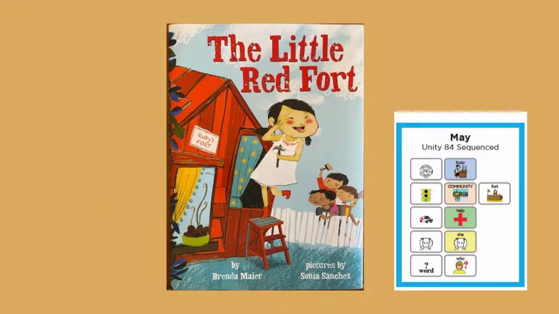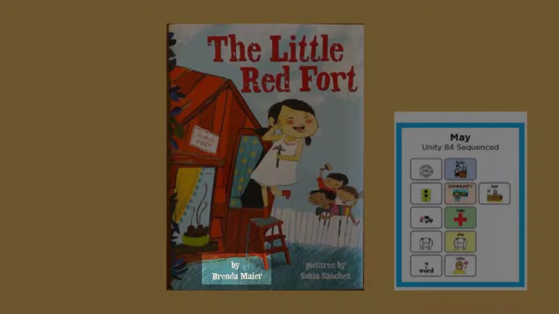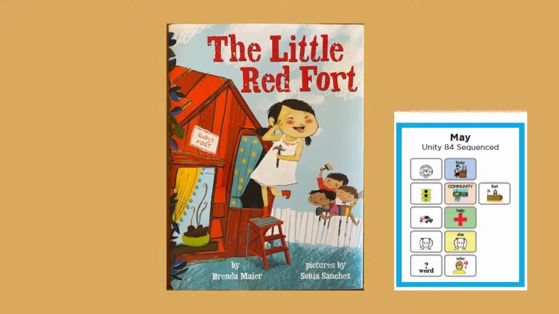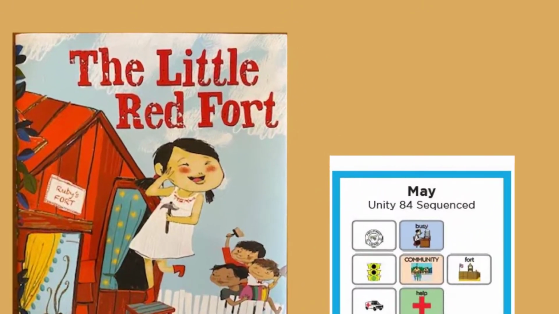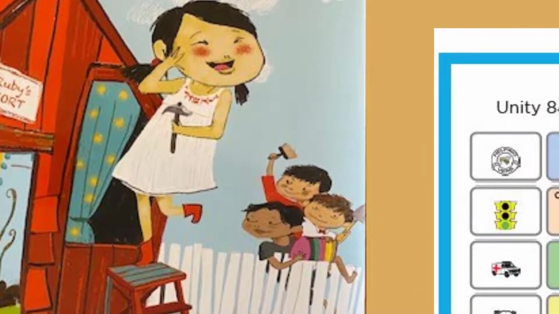This story is called The Little Red Fort. It was written by Brenda Mayer, and the pictures were drawn by Sonia Sanchez. I see a girl. She has a hammer in her hand. She's standing in front of a little red house. Sometimes we call a playhouse a fort. There's also some boys there. I wonder what they're doing.